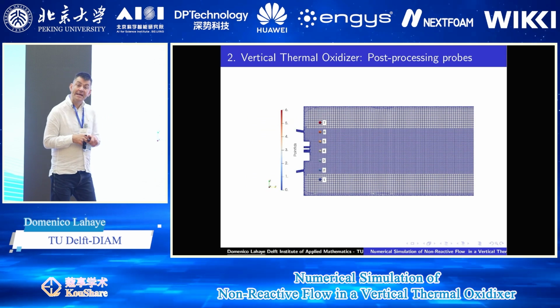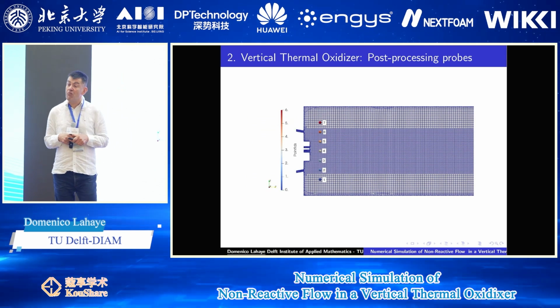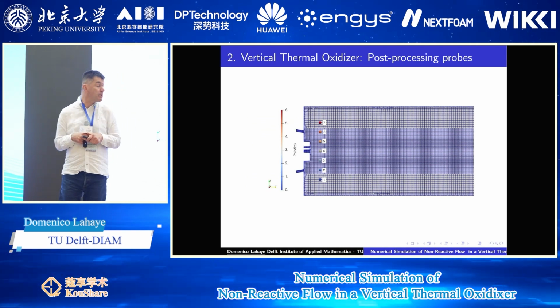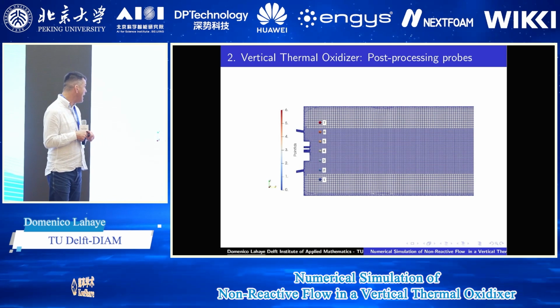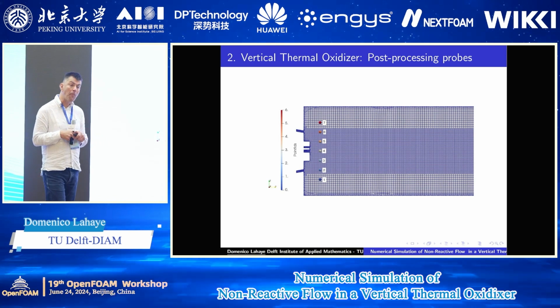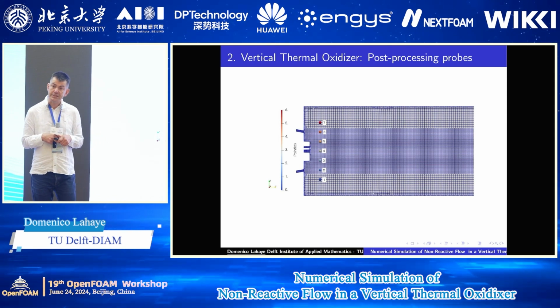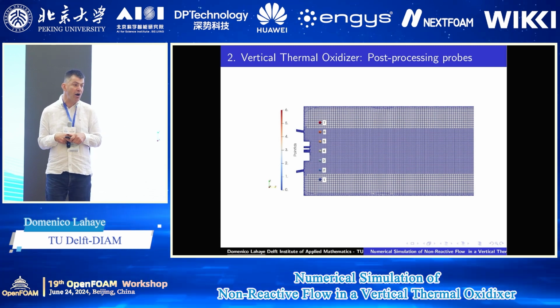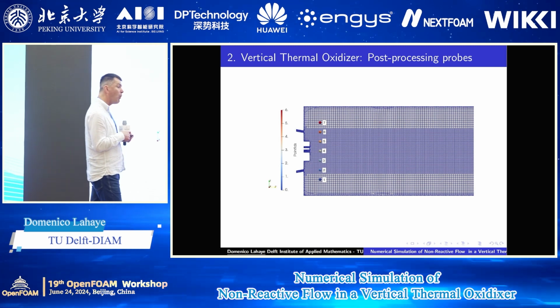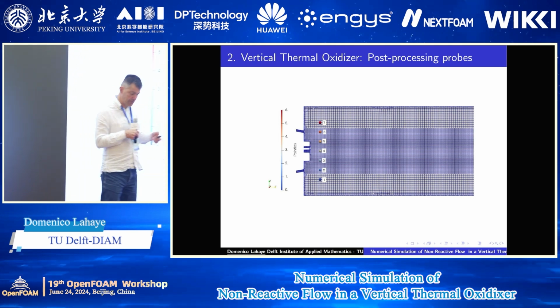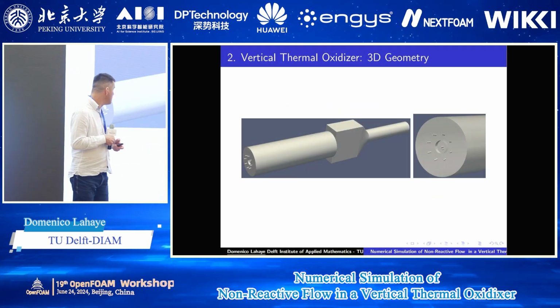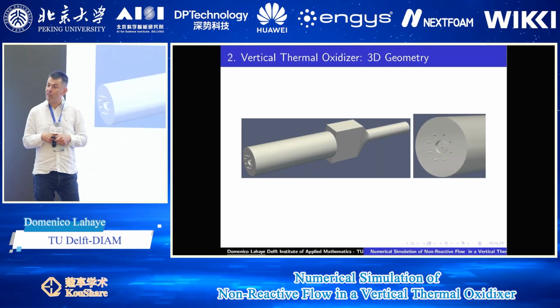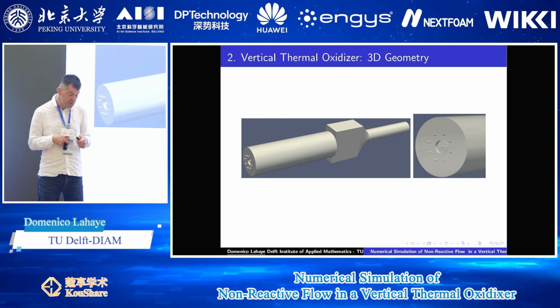What you see here is a cross-sectional view of the mesh, and we have chosen to have probe points in the simulations to be able to do the post-processing. We'll talk about the probe points later. Here they are. Here we have a view on the mesh.